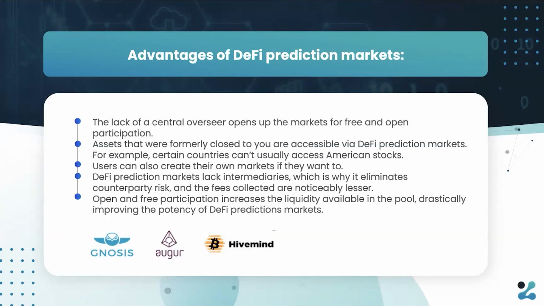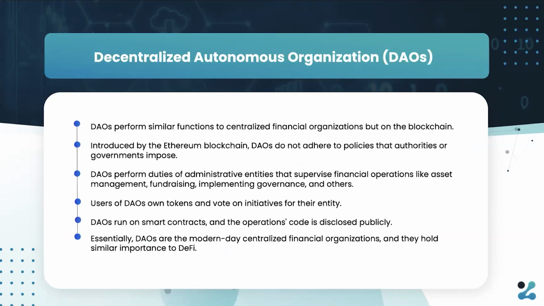Some of the major players are Augur and Gnosis, which are on Ethereum, and then Hivemind, which is on Bitcoin. And then there are a few other prediction markets coming in, which are specific to a protocol. So different protocols are having different kinds of prediction markets.